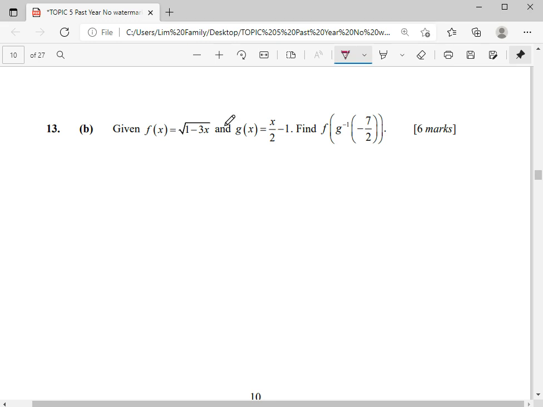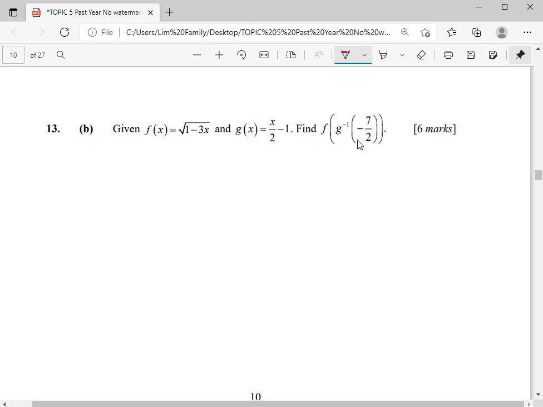For question B, they give us f(x) a square root function, g(x) a linear function. So find this value first. So this is a composite of g inverse into f. So I need to find out what is this g inverse of negative 7 over 2. What's the answer for this?